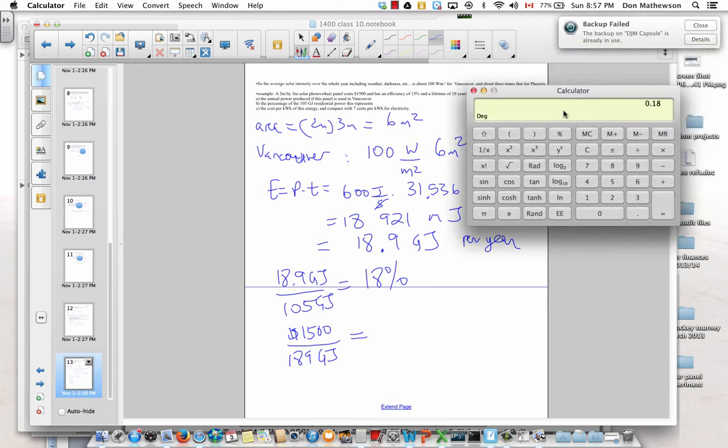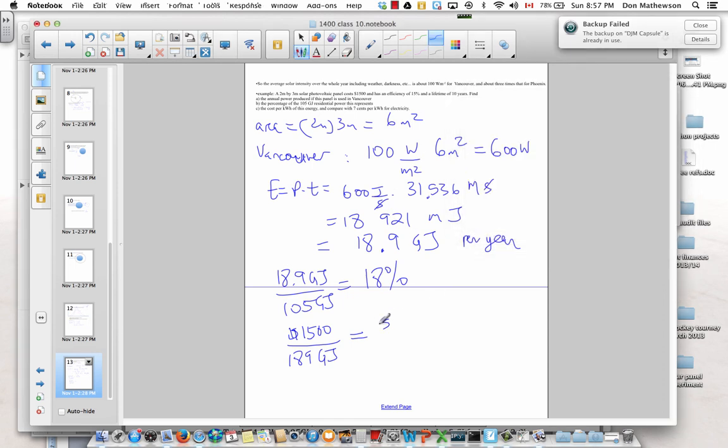So this is going to be 1,500 divided by 189. So we're getting about $7.94 per gigajoule. That's a pretty good price. Remember, natural gas, we pay about $5 per gigajoule. So here we're paying a little bit more. But 7 cents per kilowatt hour.